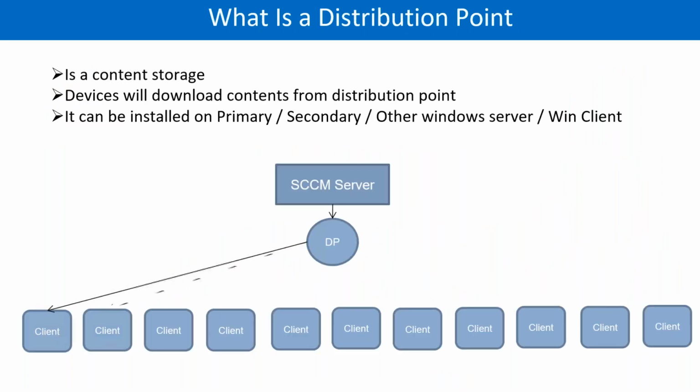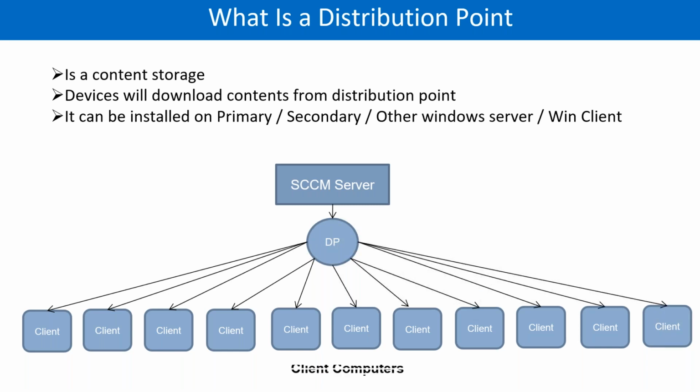Distribution point is to distribute content to the devices. It will distribute software files, application files, update files, operating system files. It is going to distribute them to the client computers like an ATM. Suppose you need to withdraw cash, you will go to the nearby ATM center, right? Similarly, the client machines need to download some application or update, so where will they download from?